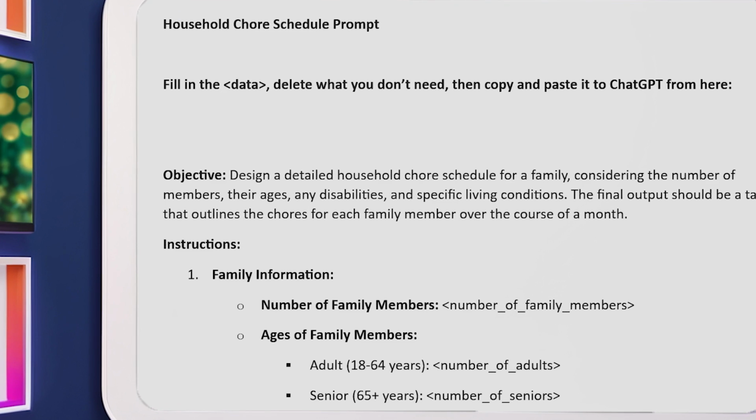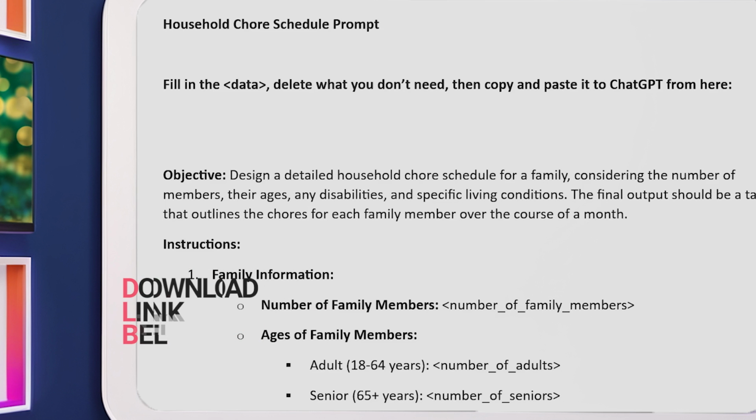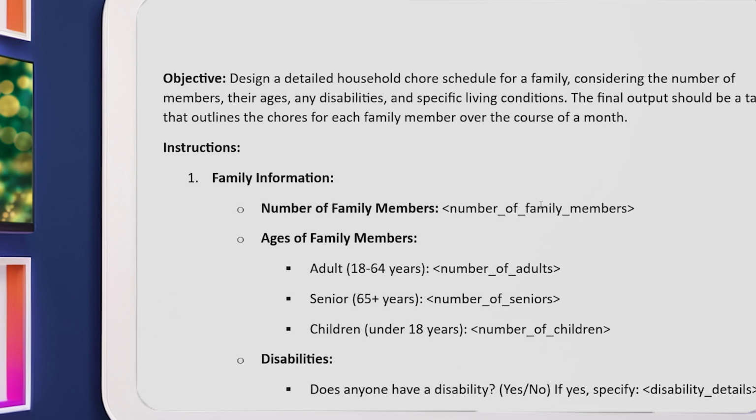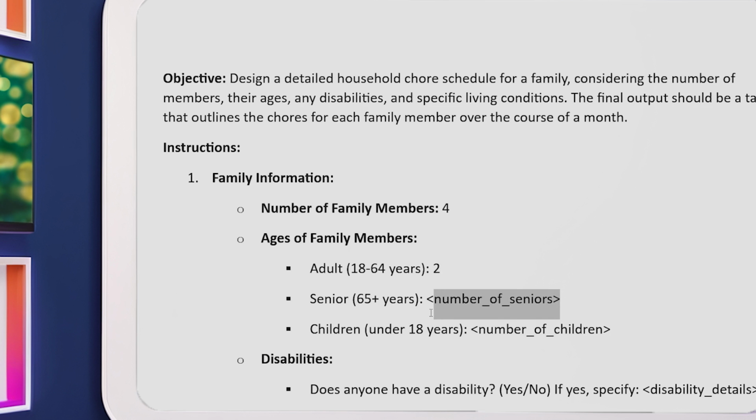First, let's look at the prompt we'll be using to generate our schedule. I've prepared a template that you'll need to fill in with your family's details. Here's how it works. Start by filling in the details about your family. For instance, if you have a family of 4, including 2 adults, 1 senior, and 1 child, you would replace the placeholders accordingly. Here's an example.